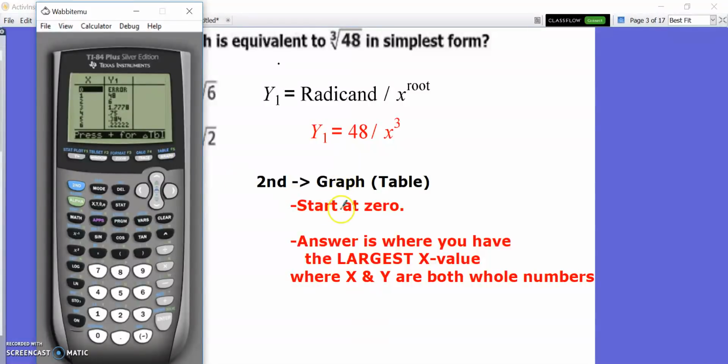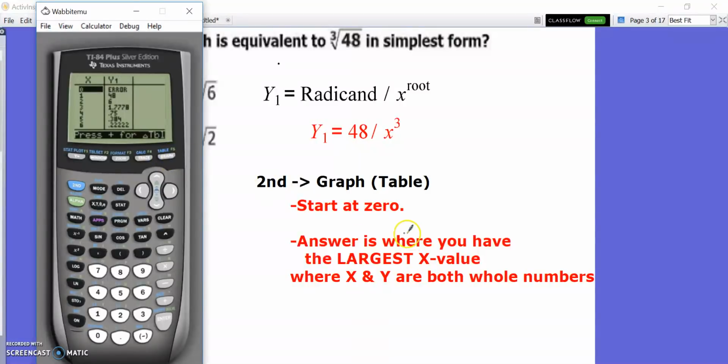You need to start where x is 0. That's what it means by start at 0. If yours is not started at 0, maybe someone else is using your calculator and started at some weird number. To get it to start at 0, you hit second, window, and where it says table start, you want it to say 0. You also want this triangle table, delta table, to say 1. That just means the x's in the table are going to go up by 1s. That's what we want. So start at 0, go up by 1s, and go back to the table. So second, graph to access the table.